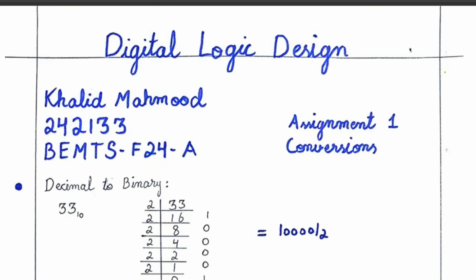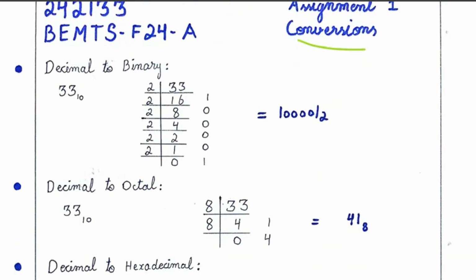In this video, I will explain the digital logic design conversion. So, conversion of numbers into different forms, just like from decimal to binary, from binary to decimal, from octal to decimal, from octal to hexadecimal. So the first conversion is decimal to binary.